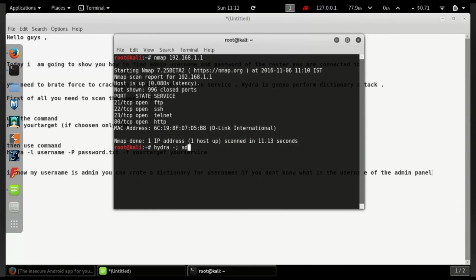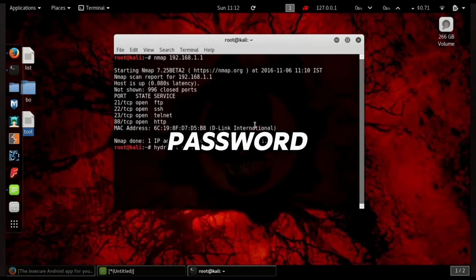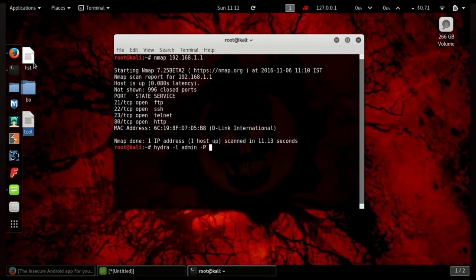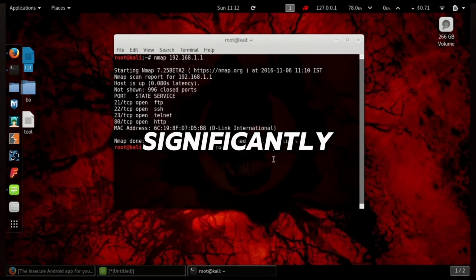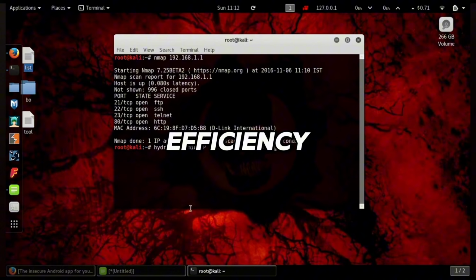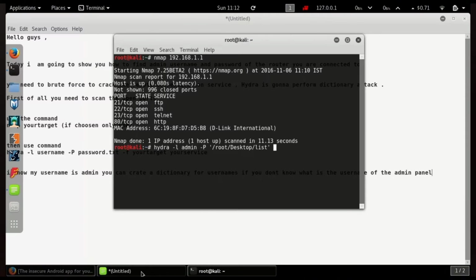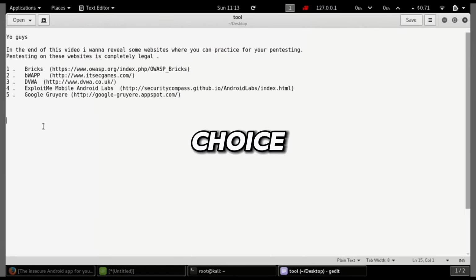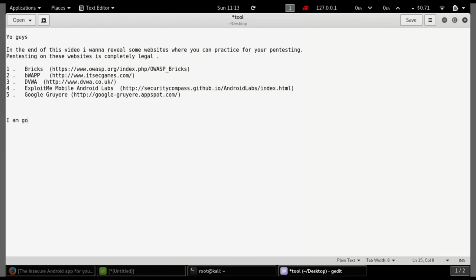security of their systems. Its ability to automate the password guessing process across multiple services simultaneously significantly enhances its efficiency. Additionally, Hydra's customizable options and wide protocol support make it a versatile choice for various security assessments and audits.